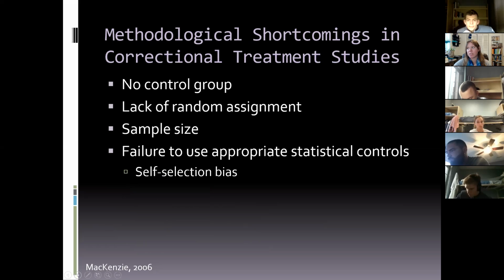Then we talked about some methodological shortcomings, things to note. So whether or not your study has a control group, that's always important to note. That should be the first thing you're looking for. And if they do have a control group, you always want to note how they're choosing who goes in the treatment and the control group. If it's a random assignment, that's great. If not, it will be what we refer to as a quasi-experimental study instead of a randomized experimental study.